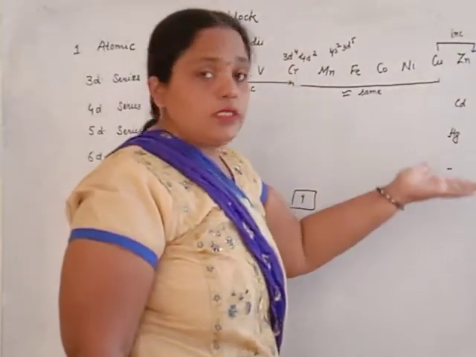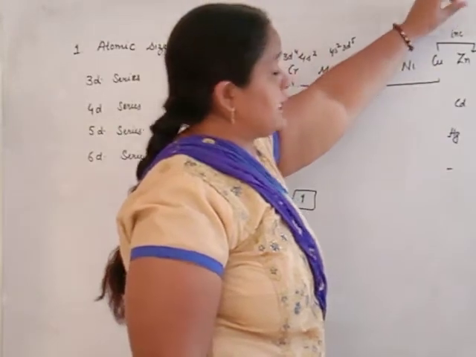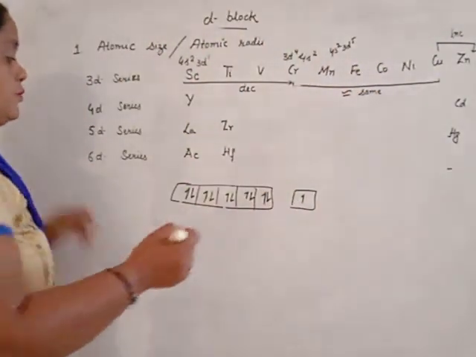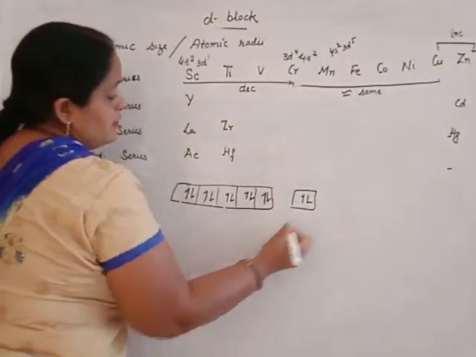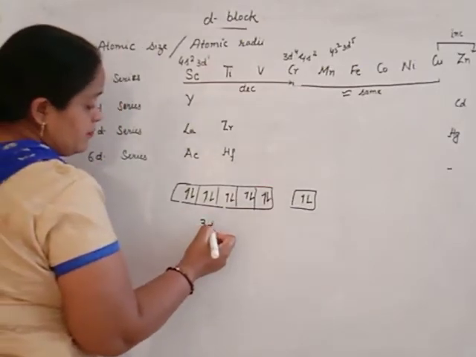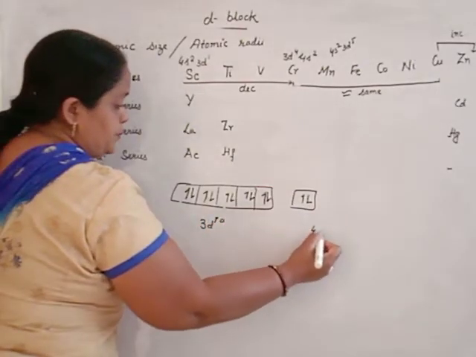At the last of the series, why does atomic size increase? When we move from copper to zinc, zinc is 3d10, 4s2.